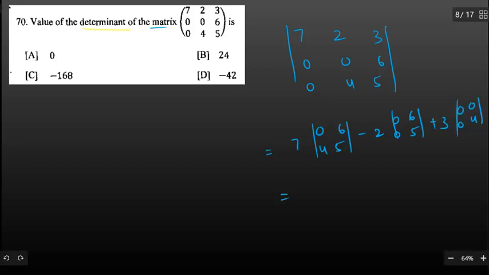Okay, so this will be 7 multiplied by 0 into 5 minus 4 into 6, that is 0 minus 24, minus 2 into 0 into 5 minus 0 into 6, that becomes 0, plus 3 again 0 minus 0, so it becomes 0, which is equal to 7 into minus 24, that is minus 168 plus 0 plus 0, which is equal to minus 168, which brings us to the correct answer, that is option number C.